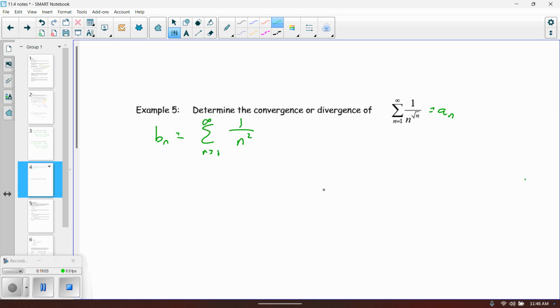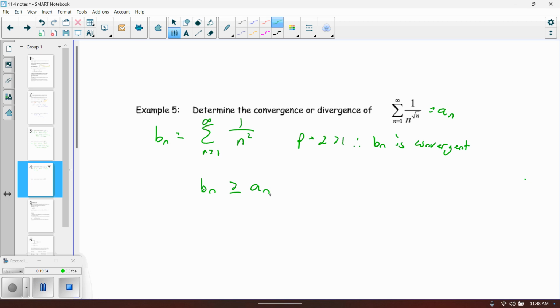So we know that 1 over n squared is a p-series, where p is 2, and since that is greater than 1, b sub n is convergent. So now what we have to show is that b sub n is greater than a sub n for all n values past a certain point. So we're going to say b sub n is greater than or equal to a sub n, but is that really the case? So let's pick 1, because that's where these series start.